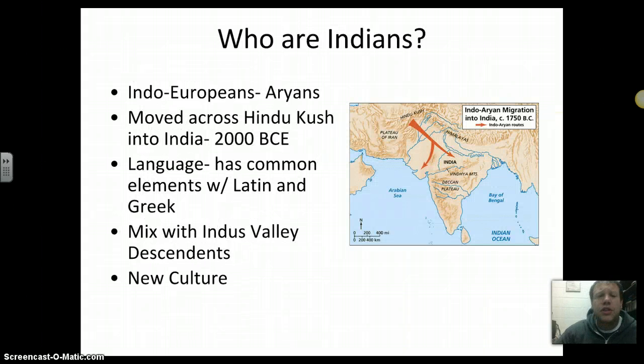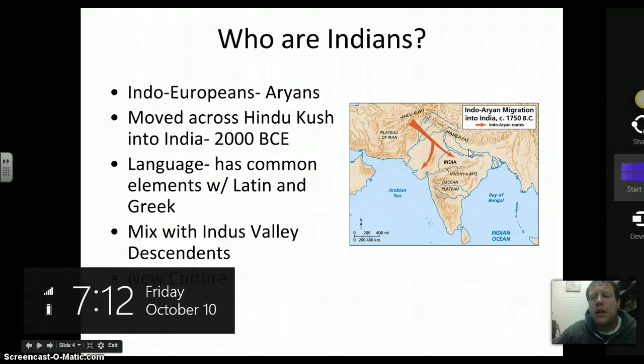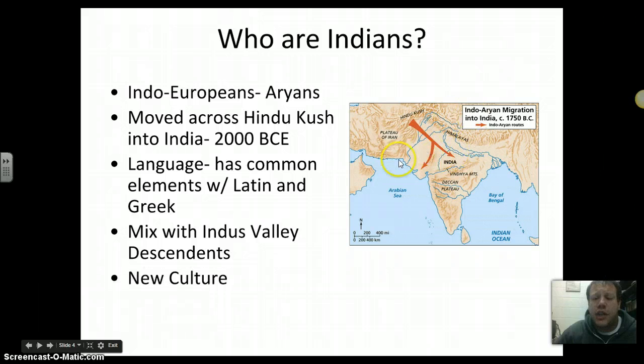The big question comes down to who are Indians, where did they come from. The language spoken in India is an Indo-European language, so it actually is related to languages in Europe. And we think there's a group of people called the Aryans who came across the Hindu Kush Mountains, that are in Pakistan over here, into India around 2000 BCE. They probably came right through the Indus River Valley. Now, the language that they spoke that we found has common elements with Latin and Greek. Certain words are very, very similar.